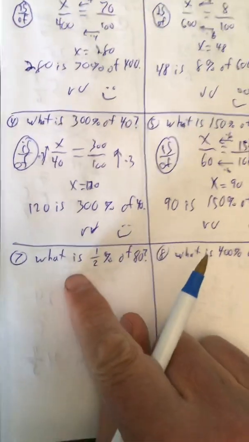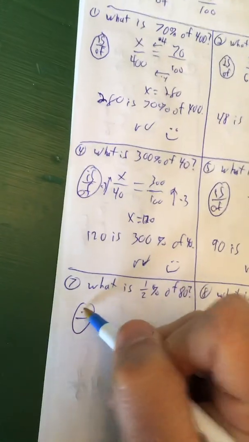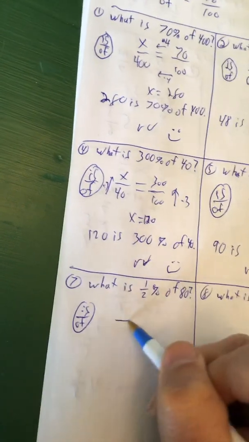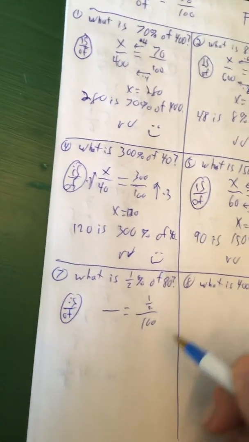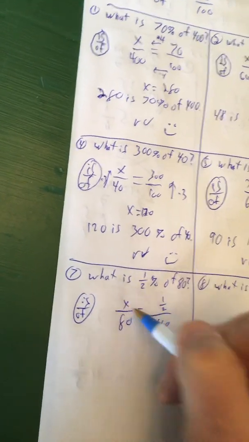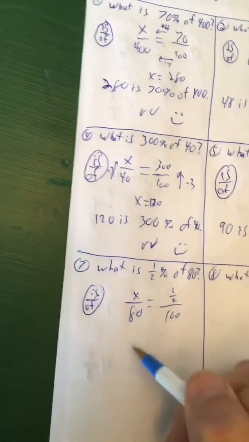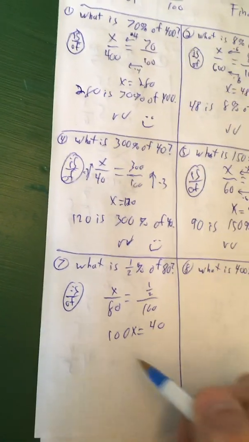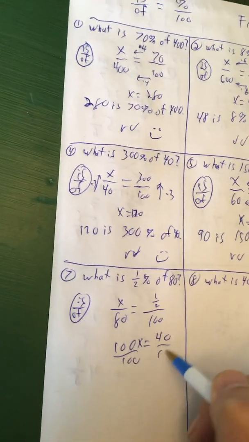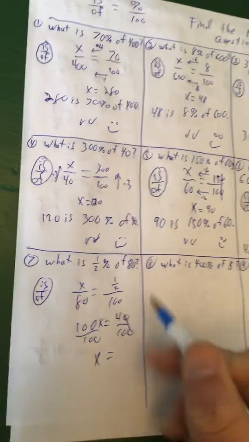Number 7. What is 0.5% of 80? Again, pause and go. I gotta hurry here. This is over of. I'm going to put a half up here. Here's my 80. And I'm just going to crisscross. 100x equals half of 80 is 40. And I'm going to divide both sides by 100. And that just reduces to 2/5.